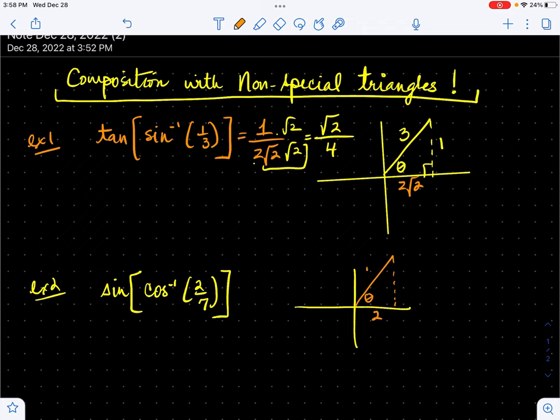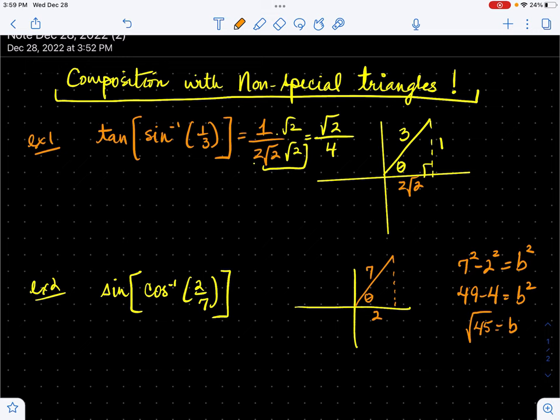Adjacent over hypotenuse, let's find the missing one, which would be 7 squared minus 2 squared. That would give me the third side. That'll be 49 minus 4, fun. And b equals square root of 45.